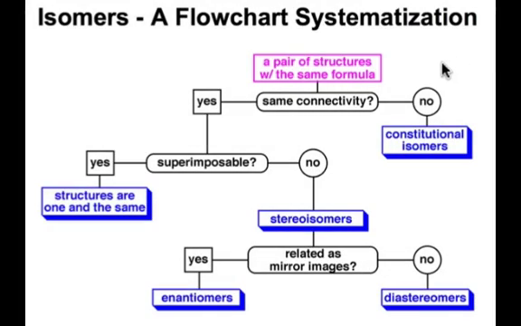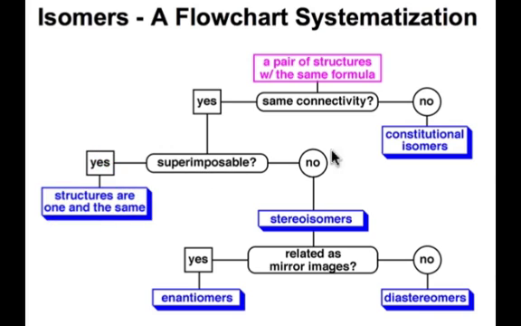Here's a flowchart we can use to determine how a pair of structures with the same formula are related. The first question we ask is, do they have the same bonding connectivity? If the answer to that question is no, those two structures are constitutional isomers. If the answer is yes, we need to try to rotate and translate one of the structures to see if it's superimposable on the other. If it is superimposable, then those two structures are one and the same. They're not isomers at all, they just happen to be two different views of the same molecule.